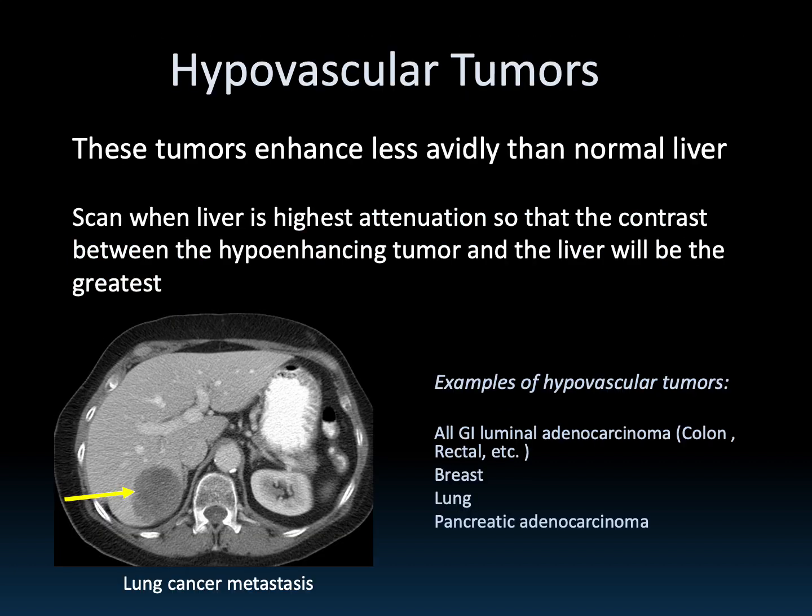So here's an example of a hypovascular tumor. Again, these are tumors that enhance less avidly than the normal liver. We time the scan for peak hepatic enhancement so that when the liver parenchyma is at its brightest, it's going to contrast with the low attenuation pathology the best. And this is an example of a solitary lung cancer metastasis to the liver, and these are a list of tumor types that are commonly hypovascular.